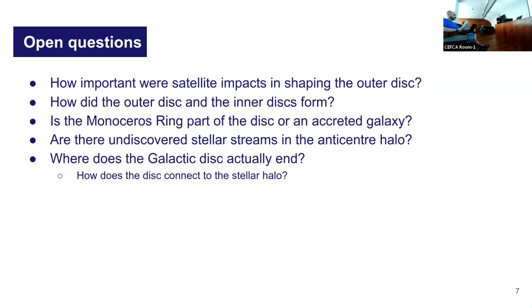So there are some open questions about the formation history of the Milky Way, particularly on the stellar disk, because, as you already know, we are interested in observing the Galactic anticenter. There are open questions in the formation scenarios about the stellar disk. For example, how important were the satellite impacts in shaping the outer disk? This is a topic that I am very interested in. How did the outer disk and the inner disk form? Is the Monoceros Ring part of the disk or an accreted galaxy? Are there undiscovered stellar streams in the anticenter halo?